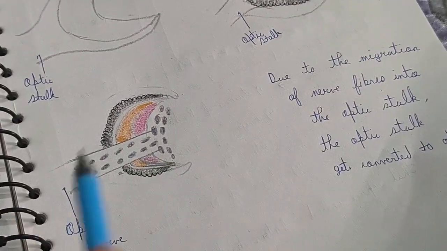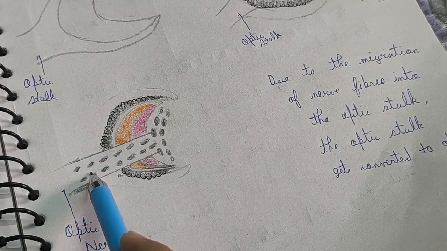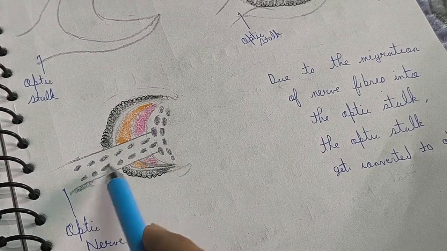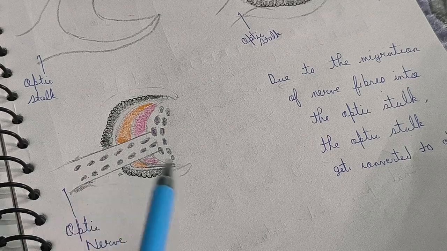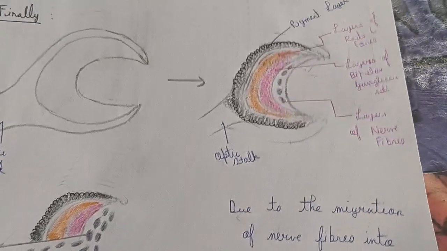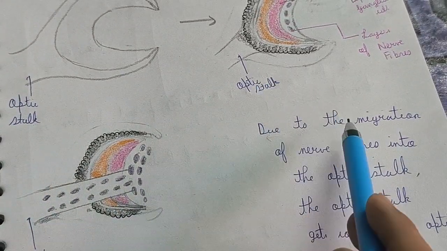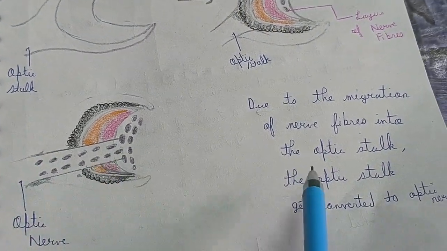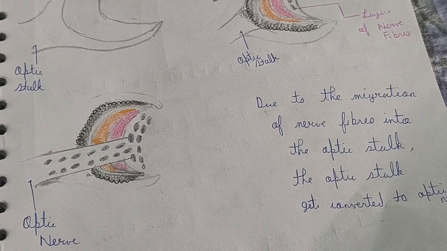But now you can notice that slowly these layers of nerve fibers are migrating into the optic stalk. And due to the migration of nerve fibers into this optic stalk, the optic stalk gets converted into optic nerve. So that's the formation of optic nerve. Therefore I have written that due to the migration of nerve fibers into the optic stalk, the optic stalk got converted into optic nerve.